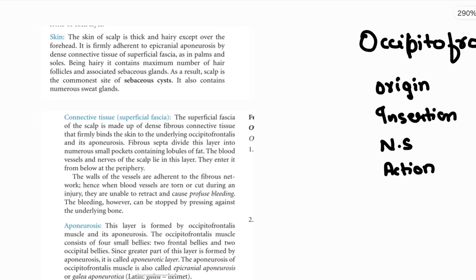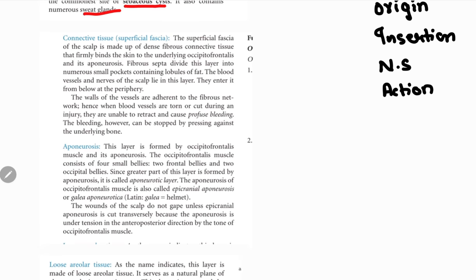So this text is from Vishram Singh. Skin. The skin of the scalp is thick and hairy, except over the forehead. It is firmly adherent to the epicranial aponeurosis by dense connective tissue of the superficial fascia, as in palms and soles. Being hairy, it contains the maximum number of hair follicles associated with sebaceous glands. As a result, the scalp is the commonest site of sebaceous cysts. It also contains numerous sweat glands.